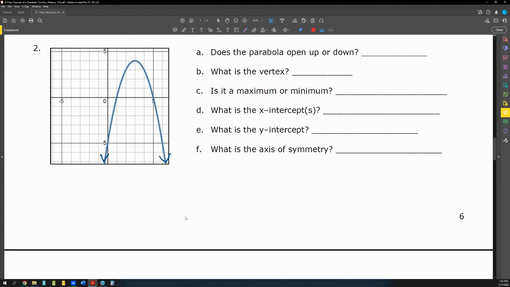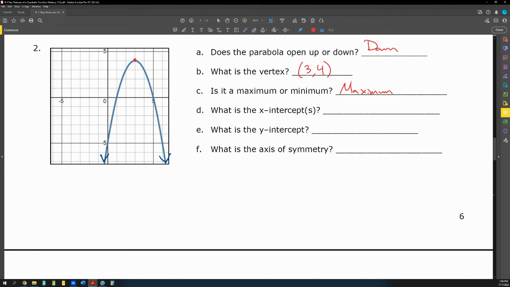Okay, number 2. Does this function open up or down? This one opens down. The vertex is the highest point on this graph. This has coordinates 3, 4. This is the highest point, so this is a maximum.